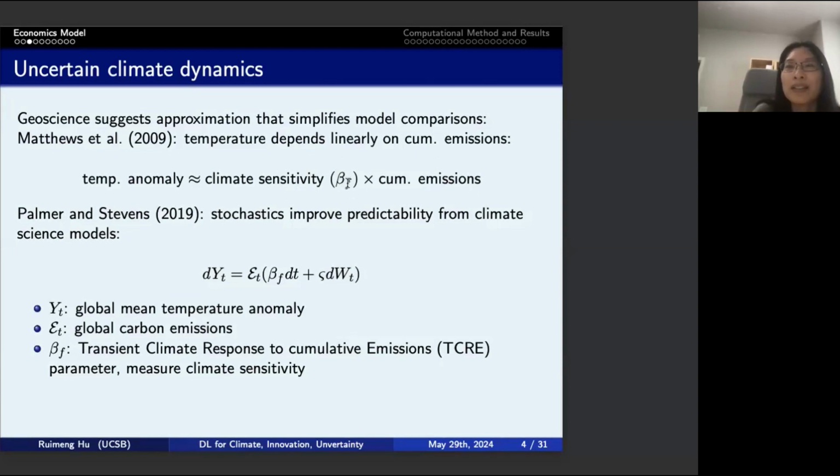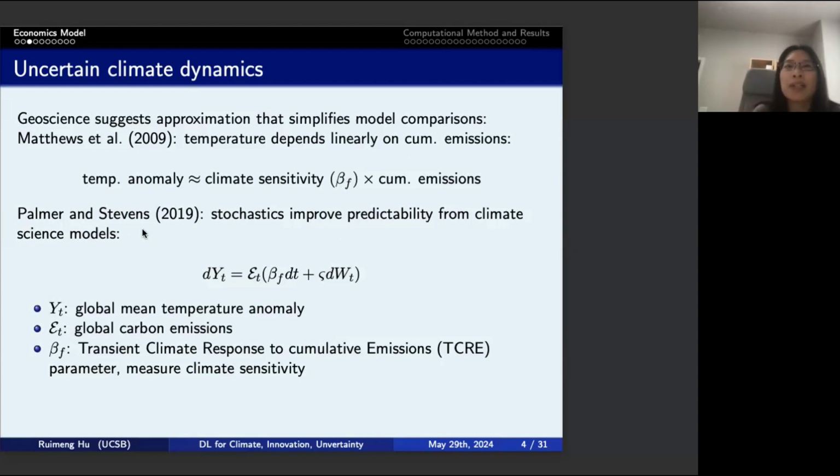So the beta has a special definition. It's called the transient climate response to cumulative emissions, the TCRE, and this measures the climate sensitivities. So the data science and geoscience people try hard to go from those complicated atmosphere-ocean circulation models to those simple linear dependence, and then try to have a good estimate of the beta.